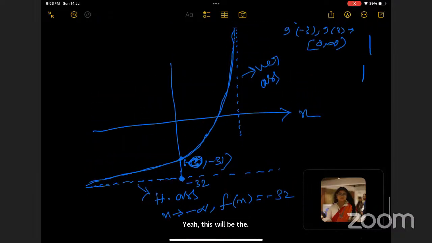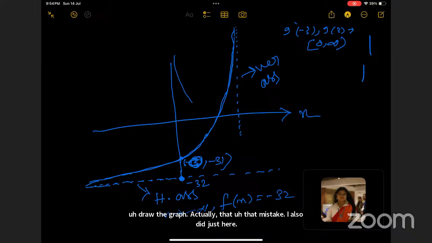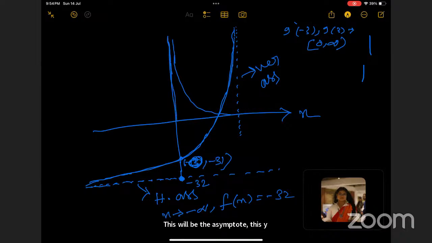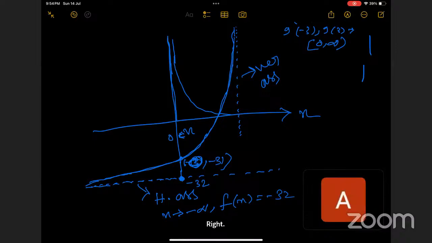Yeah. After just looking at the function, we can't conclude anything about the asymptote. We should draw the graph actually. That mistake I also made just now. So for this type of function, the y-axis will be the asymptote. In that case, we can take x tends to 0. Right? Okay, got it. You just draw the graph, then check what should be the asymptote.